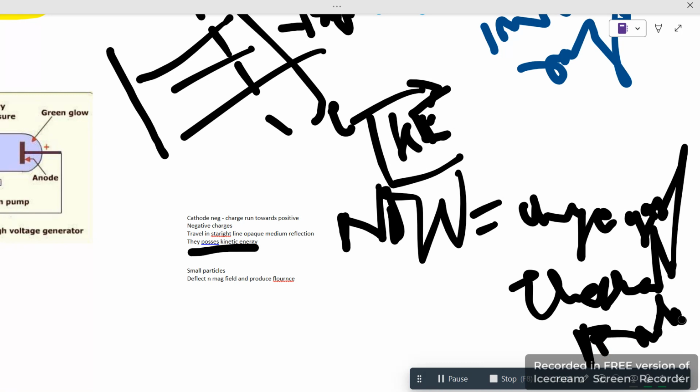So what will happen? We notice there was still no change even when we change the gas or change the material. So we say cathode rays don't depend upon the material or any change. This means they don't depend on the material, nor even on the gas.